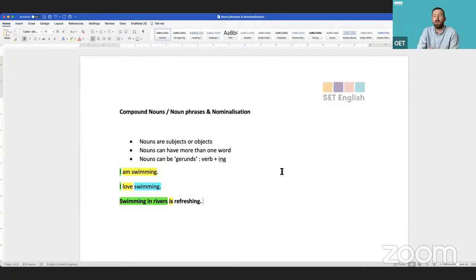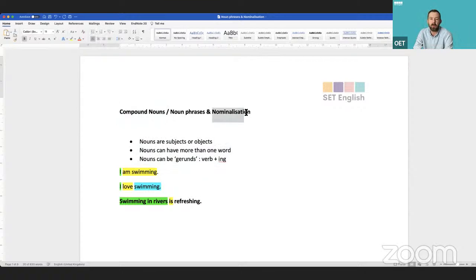So if you're not sure about what we've just said there, go back and have a look at yesterday. By the end of the class, everyone was finding where the noun phrase was really easily. And I think it's really useful for us to remember these three key things about nouns. What we're going to do today is add to this. I'm going to tell you about compound nouns.